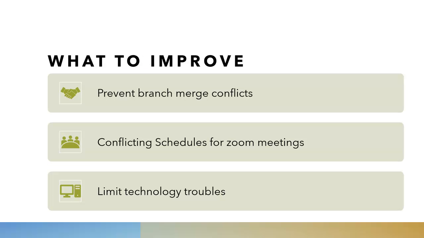Things that we need to improve on was preventing branch merge conflicts. We just wanted to make sure that we had more separation of concerns when we were both working on code together. We had some issues with conflicting schedules for Zoom meetings as we were both pretty busy college students, but we were able to meet up after some rearrangements of times.